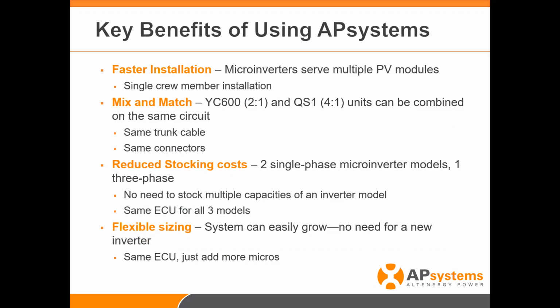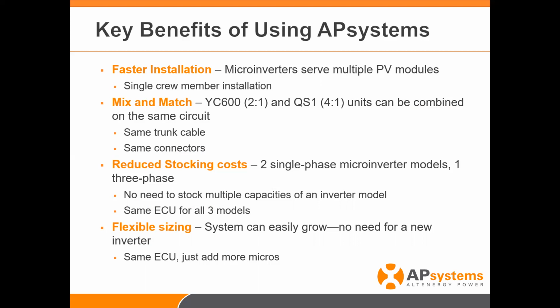Because they're serving multiple modules, you've got reduced installation cost. That mix and match is really convenient between the QS1 and the YC600. As Chris mentioned, they use the same accessories, so same trunk cable, same connectors. You're stocking fewer units and less equipment inside your truck. There are also reduced stocking costs. For example, if you're working with string inverters, you have to stock multiple capacities of an inverter model, and here you've got the same ECU that works for all three of those microinverters.